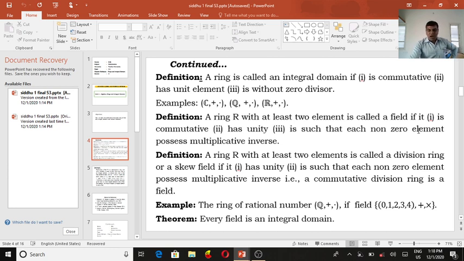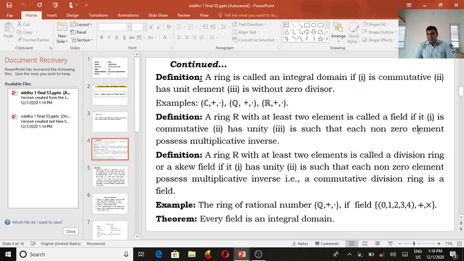For example, the set of all integers under addition and multiplication, the set of all complex numbers under addition and multiplication, and the set of all rational numbers under addition and multiplication. This is all for the examples of an integral domain; we will come to more examples later. One more definition. Now I go to the next step.